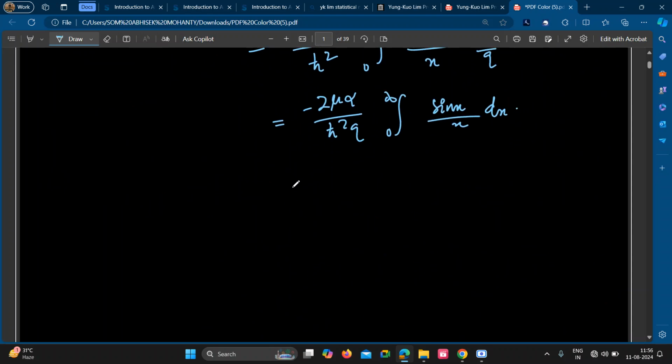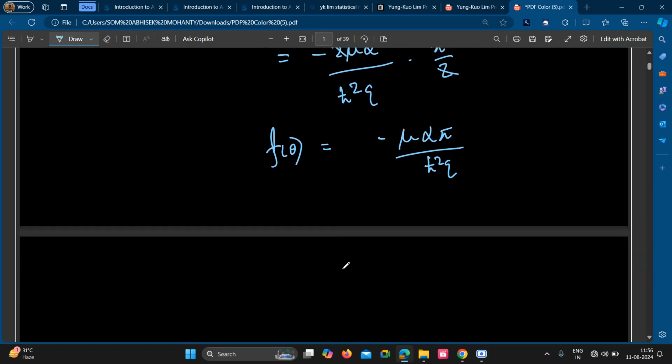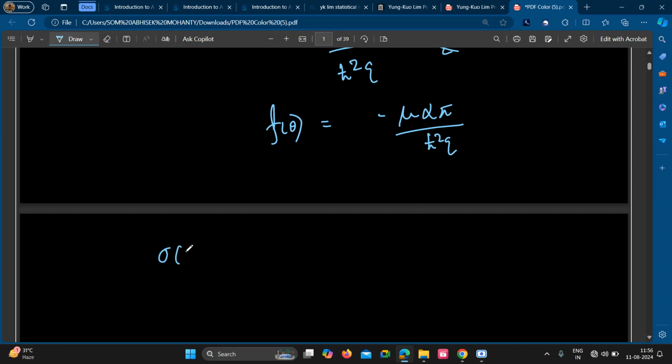So I will directly put pi by 2 there. Minus 2 mu alpha by h cut square q into pi by 2, the 2 gets cancelled. So minus mu alpha pi by h cut square q. This is the expression for scattering amplitude. But we are asked the differential cross section, which is sigma theta equal to f of theta whole square. So this is mu square alpha square pi square divided by h cut fourth q square. This is the expression for differential cross section.